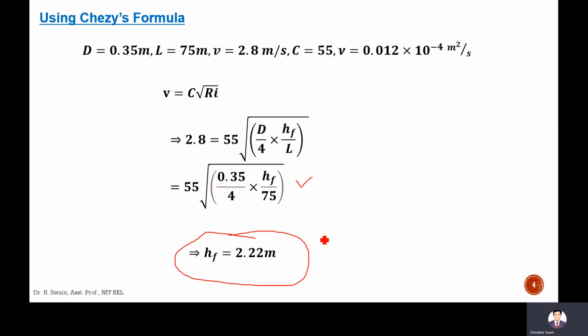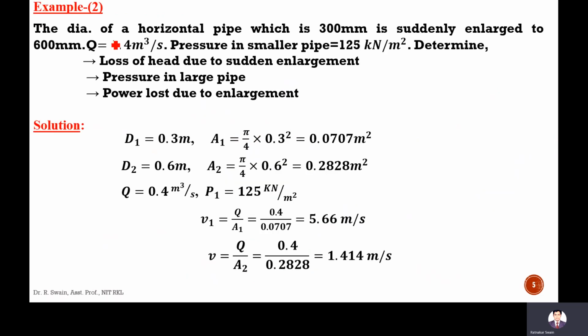So it's very simple. Next example: the diameter of a horizontal pipe, which is 300 mm, is suddenly enlarged to 600 mm. Discharge is given as 0.4 meter cube per second. Pressure in the smaller pipe is 125 kilonewton per meter square. Determine the loss of head due to sudden enlargement, the pressure in the large pipe, and the power loss due to enlargement.